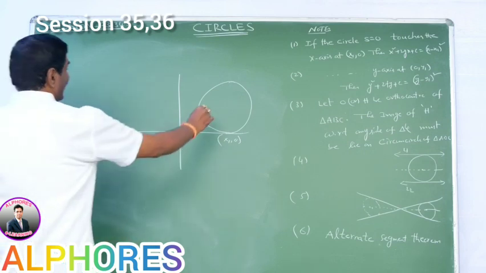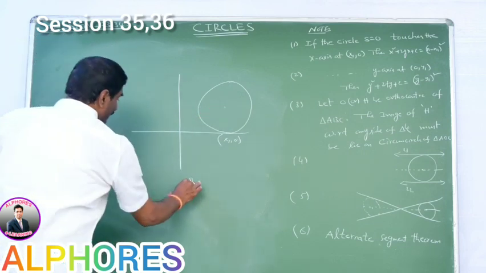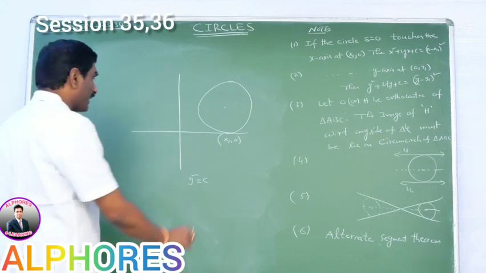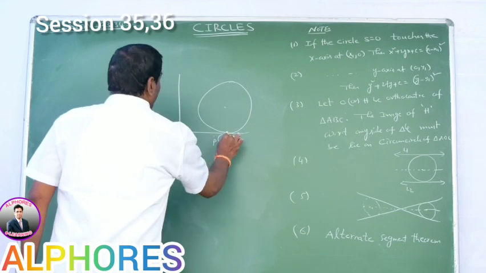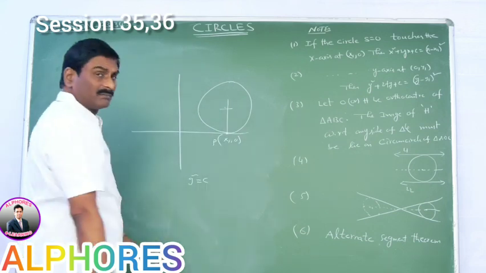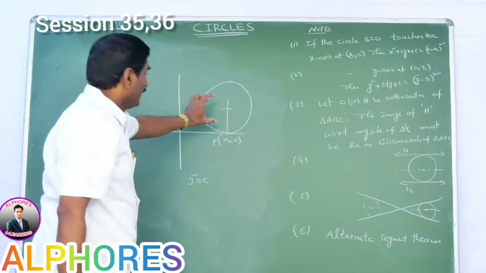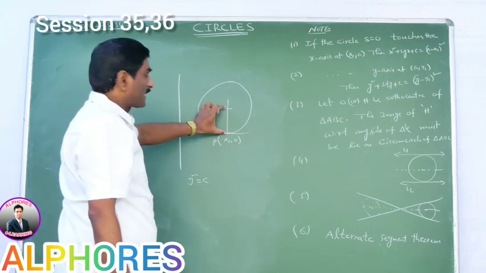If the circle touches the x-axis, what is the condition? g square is equal to c. Here, the perpendicular from the point of contact P to the x-axis must pass through the center of the circle. Here it is nothing but the radius.